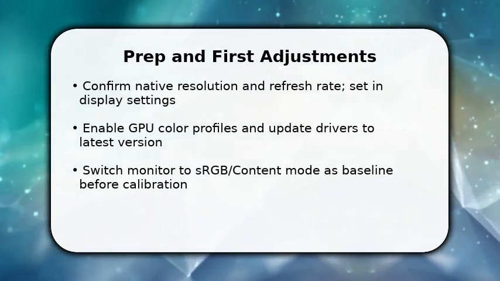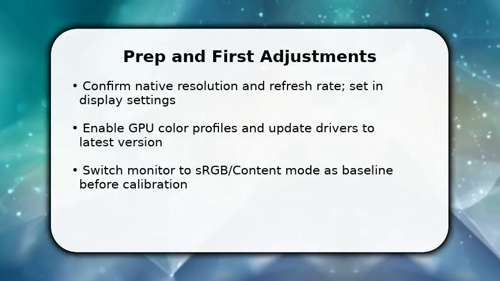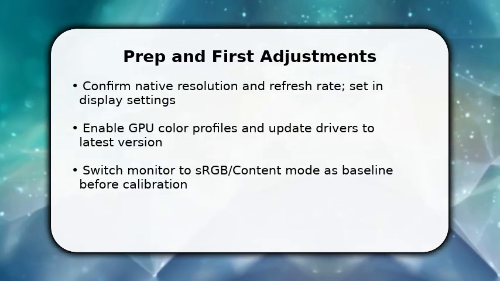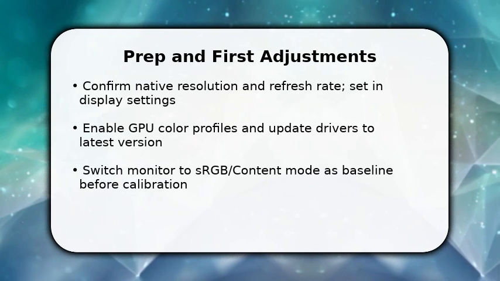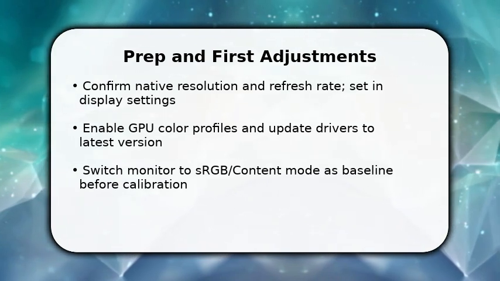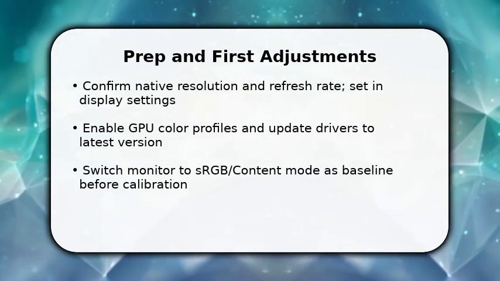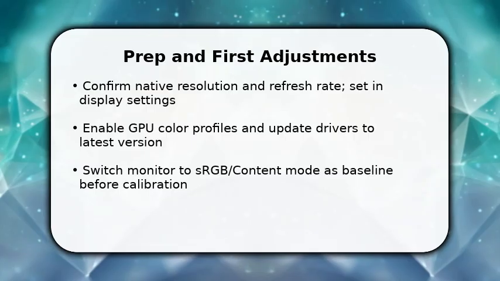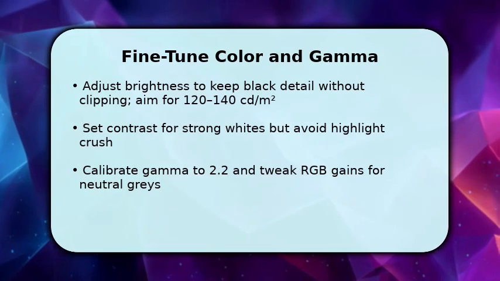Make sure ambient light is moderate. You need consistent lighting for accurate perception. Now move to color controls. Contrast, brightness, and preset choices are your first actionable levers. Next, you refine color and gamma to make the image pop without distortion.